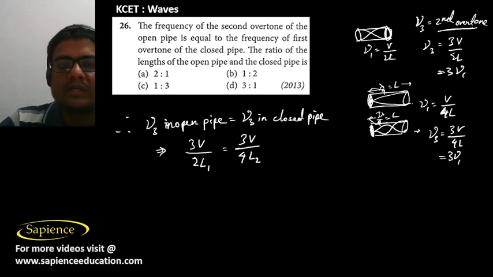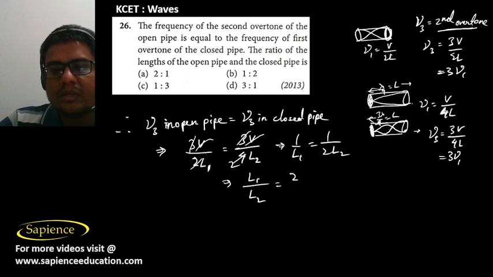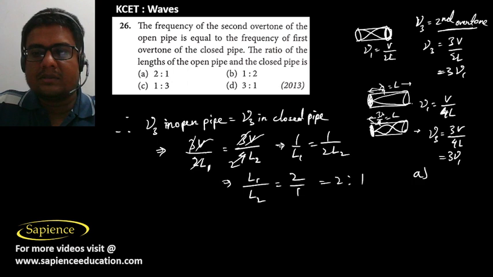So we have to find the ratio. So suppose the length of the open end organ pipe is L1 and length of the closed end organ pipe is L2. So therefore we have to find L1 by L2. So here 3 and 3 will cancel out, 2 and 4, V and V also will cancel out. So here we get 1 by L1 is equal to 1 by 2L2. So therefore L1 by L2 is equal to 2 by 1. That is 2 is to 1. Ratio is 2 is to 1. So option A is the correct answer here.